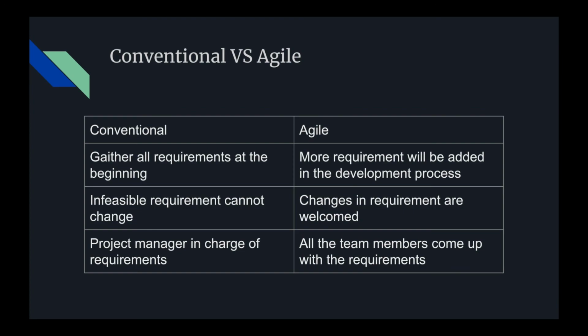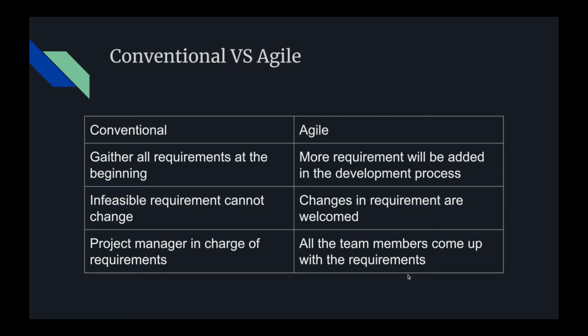Now, let's compare conventional development versus Agile. Firstly, conventional development usually gathers all the requirements, either from the customer or created by the project manager, at the beginning of the whole development process. But the problem is, if the requirement is infeasible, then it's hard to change later in the development phases. And usually, the project manager will decide what the requirement is and how feasible it is, and that will cause some infeasible requirements to occur in the development process.